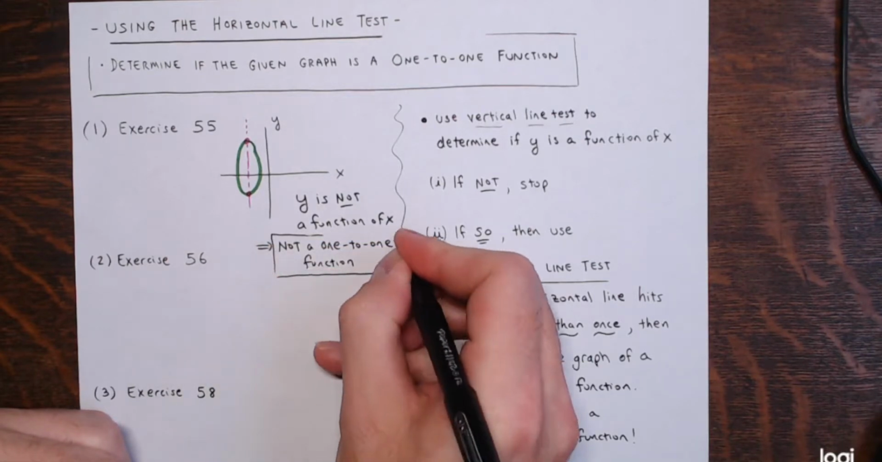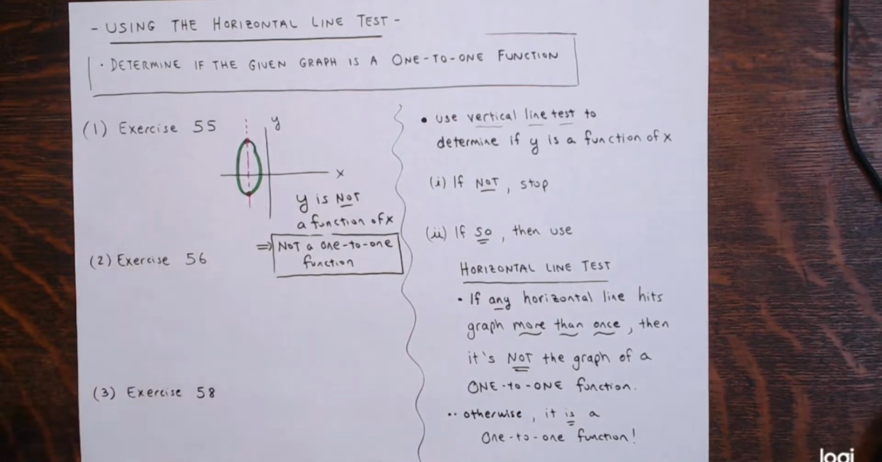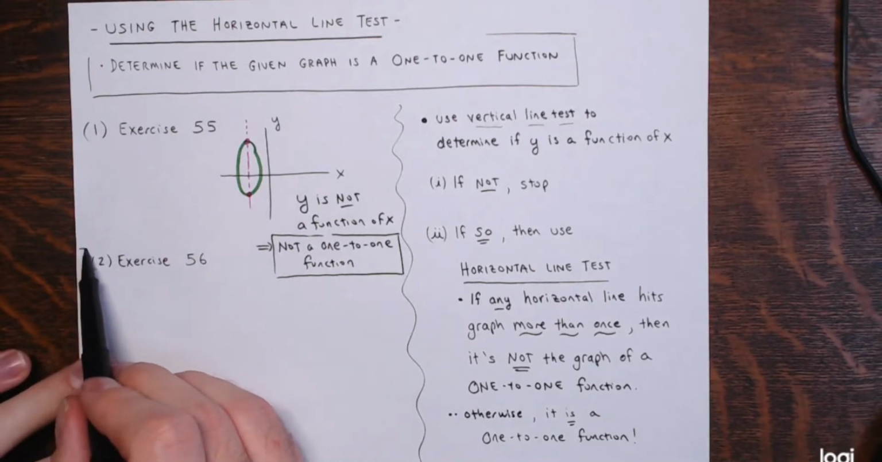Definitely, right? Because again, it's not even a function to begin with. And I hope that's clear. That's why I'm saying, use the vertical line test first. Because if it's not even a function, you don't have to move on. You don't even have to bother with the horizontal line test.